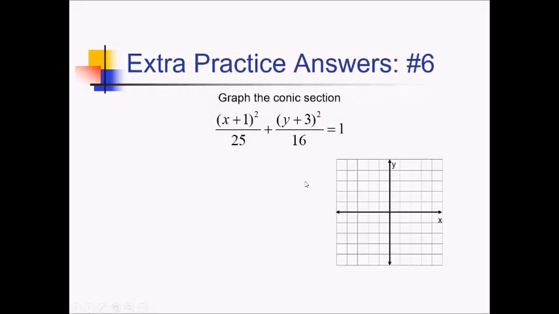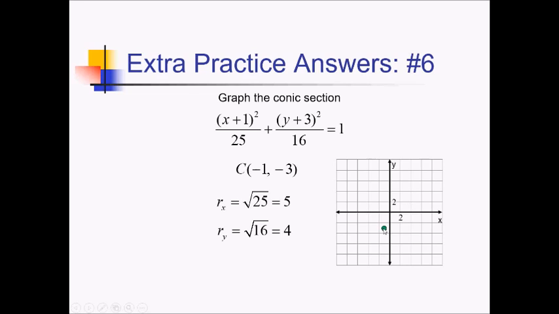For this problem, we have an ellipse, because I see a plus here and a 1 over there. Center is negative 1, negative 3. And then the x radius, that's the square root of whatever's under x squared, so square root of 25 is going to be 5. And then for y radius, square root of 16 down there is going to give us 4. We'll make our grid lines go by 2s.